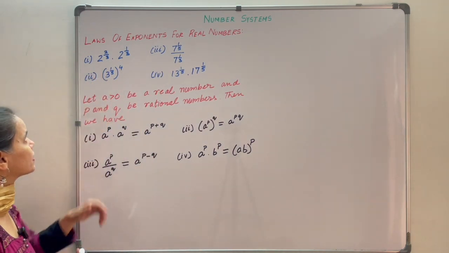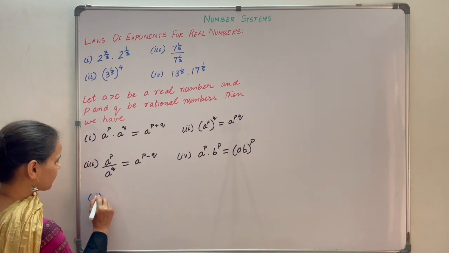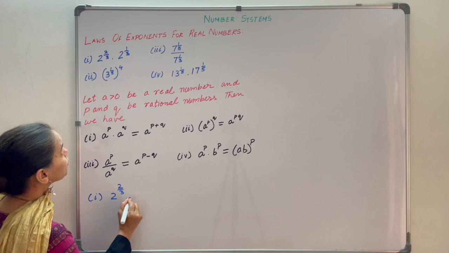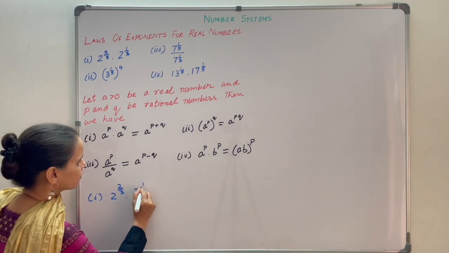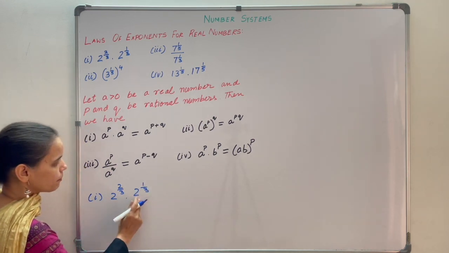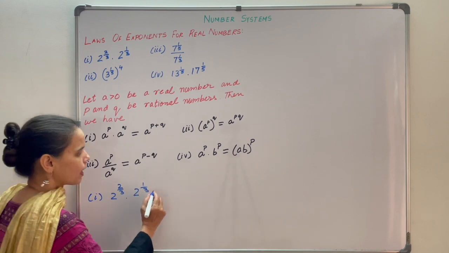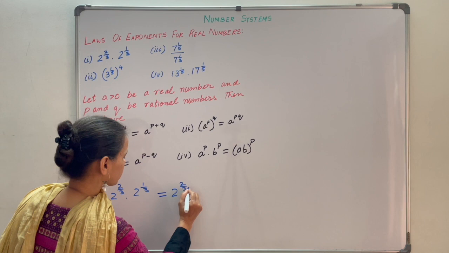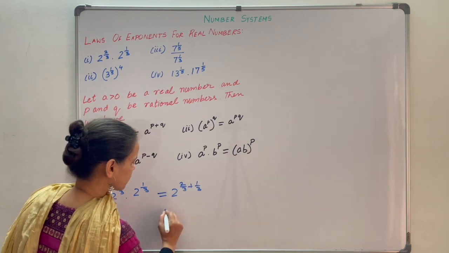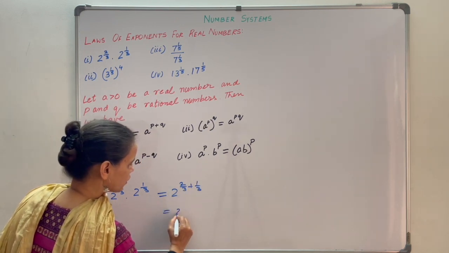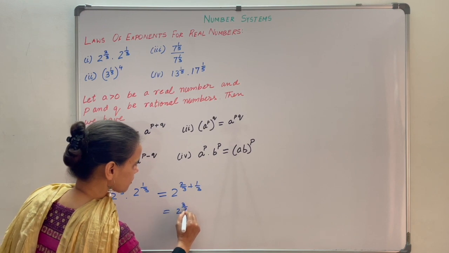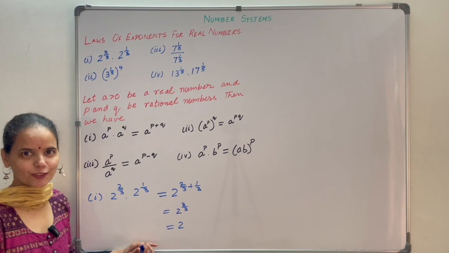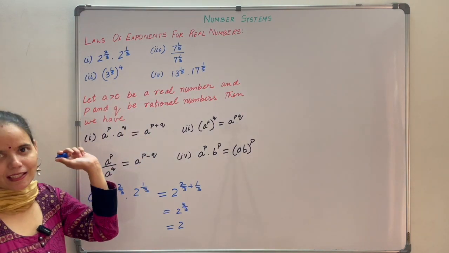So the first one is 2 raised to power 2 by 3 into 2 raised to power 1 by 3. So here the bases are same, so you have to add the exponents. So 2 raised to power 2 by 3 plus 1 by 3. When you add them, what will you get? 2 raised to power 3 by 3, and 3 by 3 is 1. So we have 2. Now let us solve the second question.